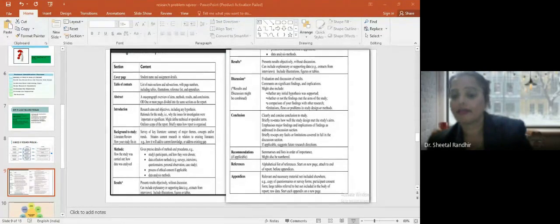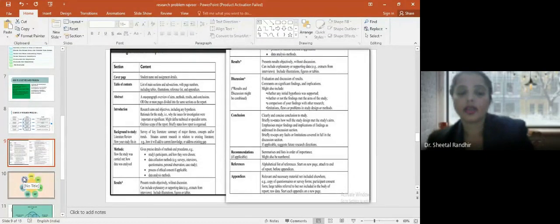Then references. Please, there is a universal format of reference writing. Please use this format and conclude your session. This is the universally accepted method. Hope you understood till here.